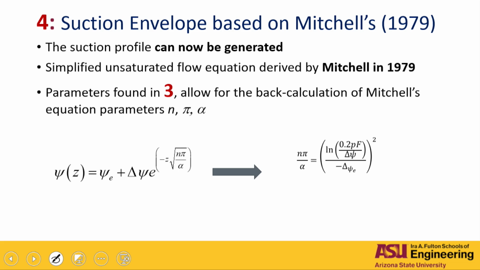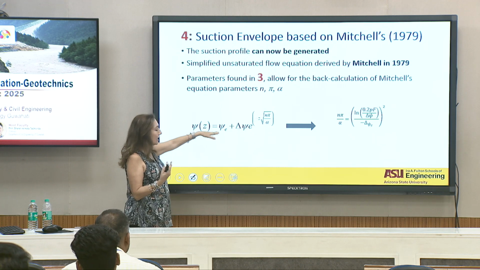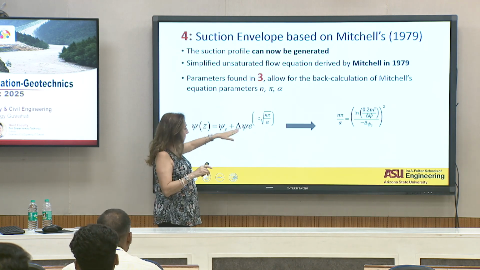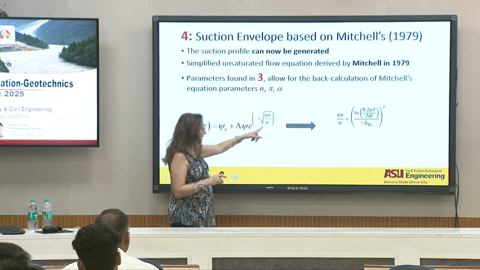They have a function with three parameters. Basically, if you find those three parameters, you should be able to get the suction at any depth, by knowing the equilibrium suction and the change in the suction above. And those three parameters were in here, right? The Z, the N, and the alpha.